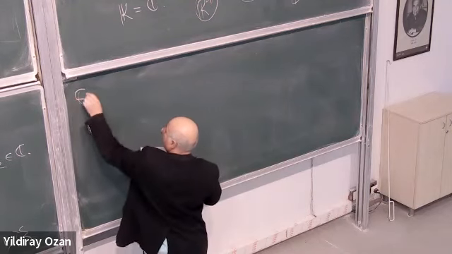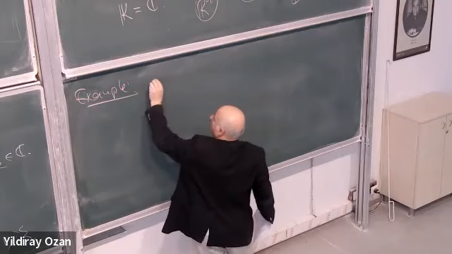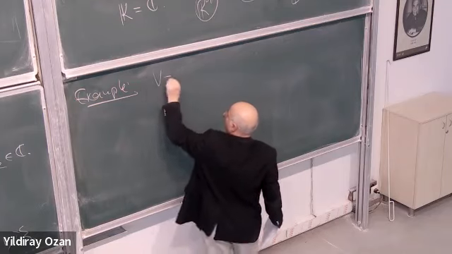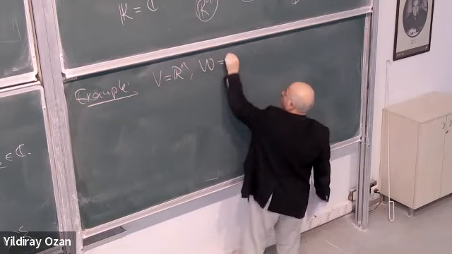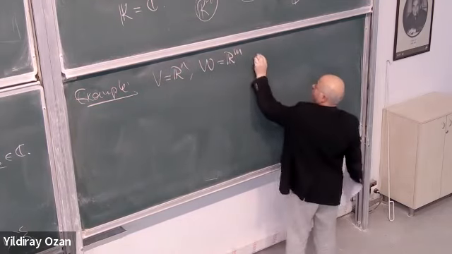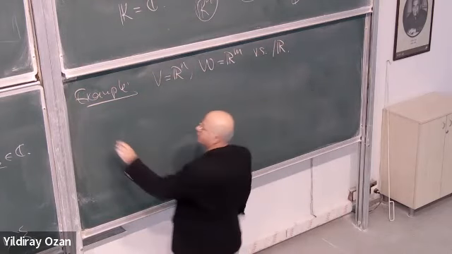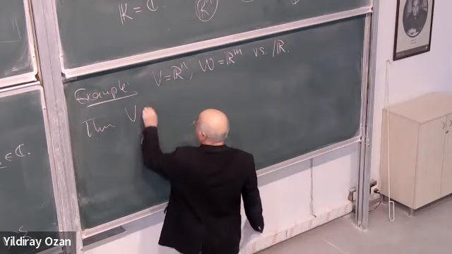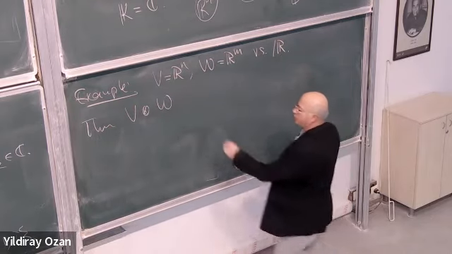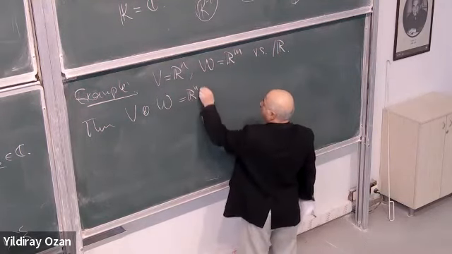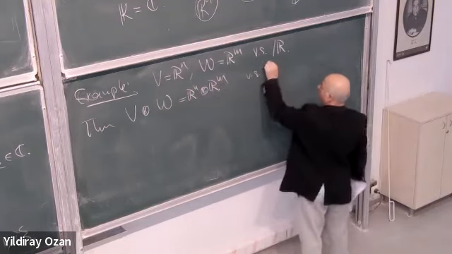Another example. So let's take V to be R^n, W to be R^m. So these are vector spaces over R. Then V tensor W, so R^n tensor R^m, is again a vector space over R.